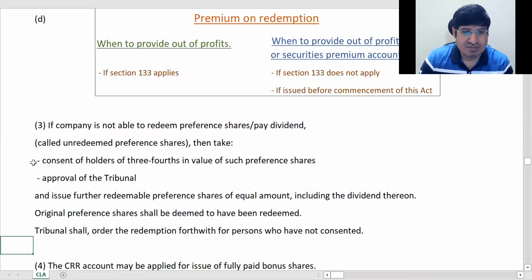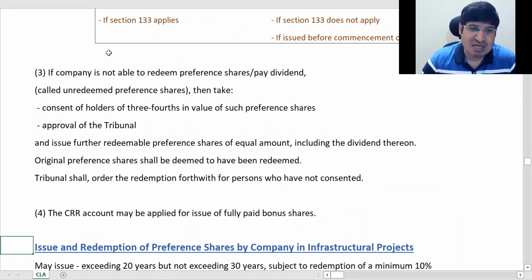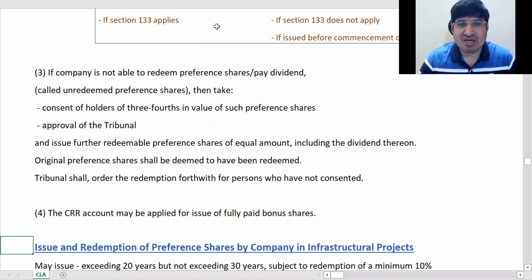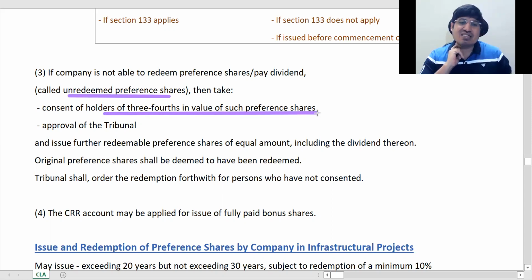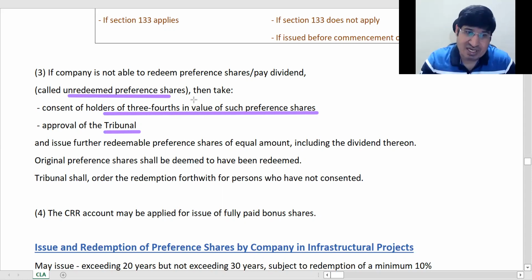Right. So now, sometimes it is possible that when redemption time comes, the company doesn't have the money to redeem. If it doesn't have money to redeem after redemption is due, they are called unredeemed preference shares. What they have to do is take the consent of 75% in value of such preference shares. Okay, if they say okay, that is number one. Number two, the tribunal has given its approval.